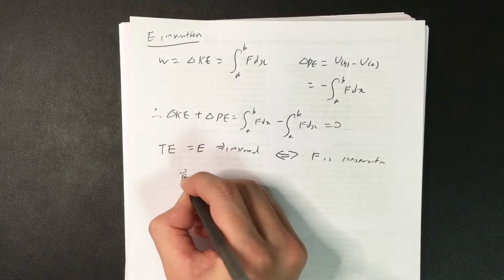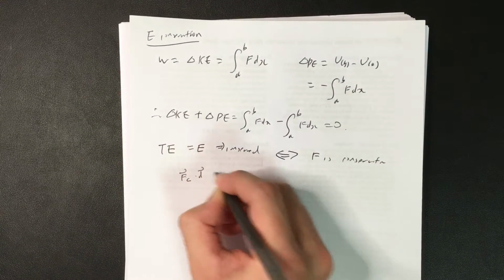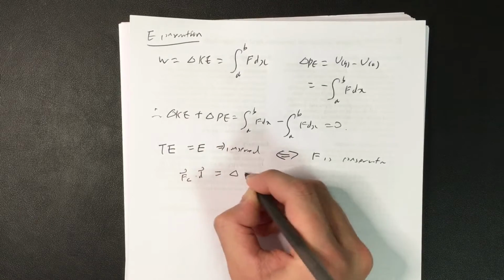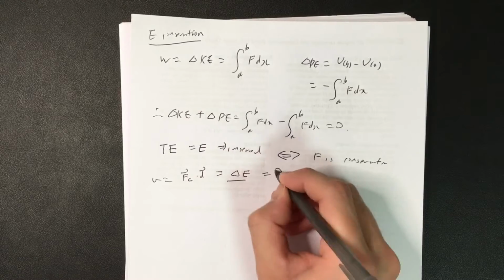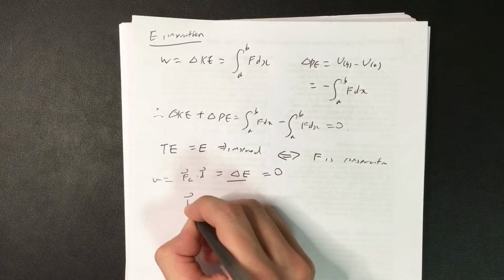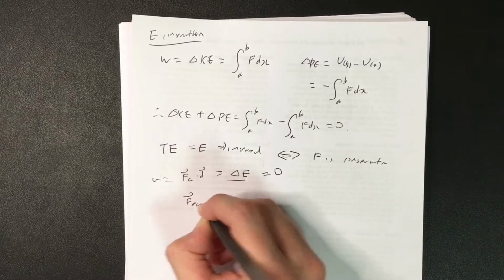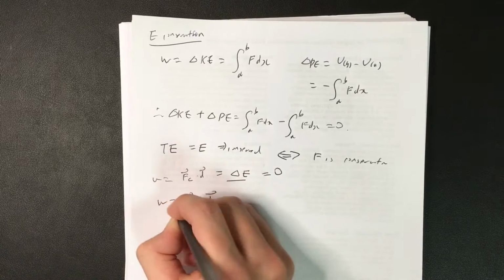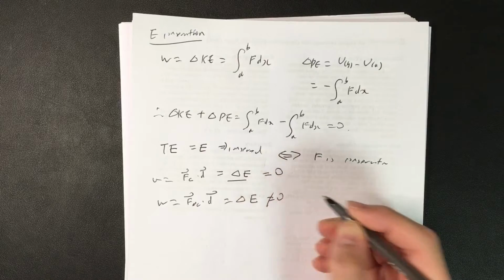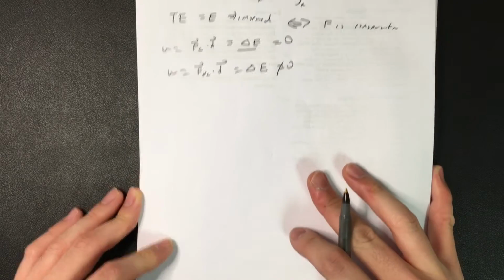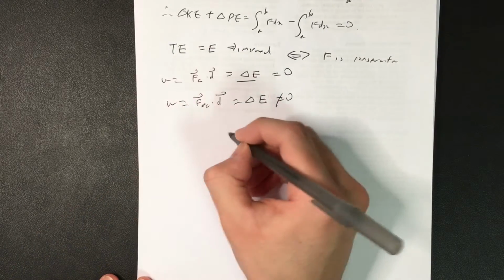So therefore, the work done by a conservative force, if I define work as the change in total energy, equals 0. Meanwhile, for a non-conservative force, the change in total energy is not necessarily zero. Let's look at some examples.